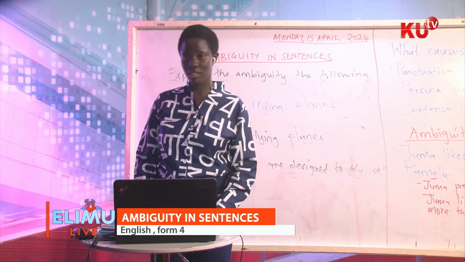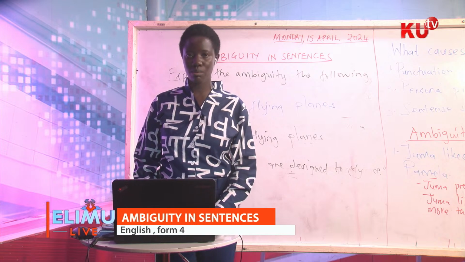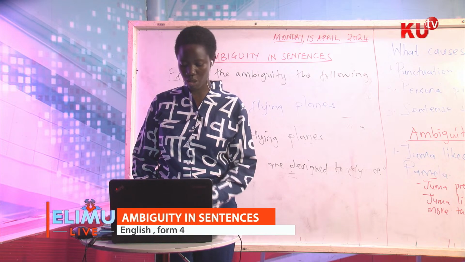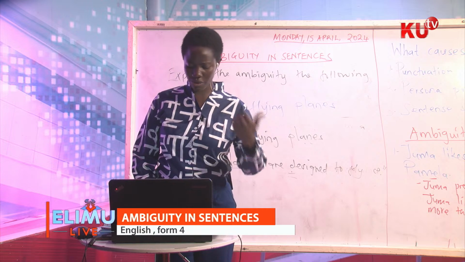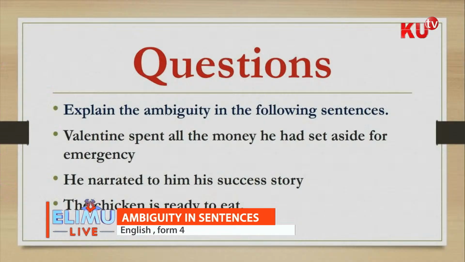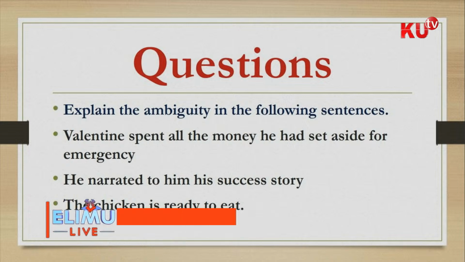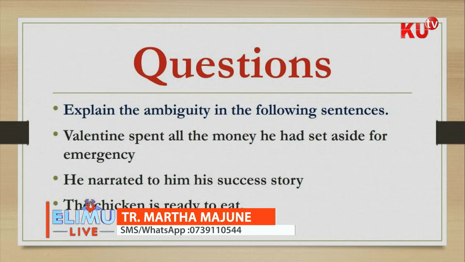Then he narrated to him his success story. Him again here brings about the ambiguity in this sentence. So him will refer to the person, the he, now in this sentence with the subject. So he is the one narrating to this listener his own success story. And then the other possible meaning is that he is narrating to him now. The him, who is the object in this sentence, the he is narrating to the him his own success story, the story that belongs to him.